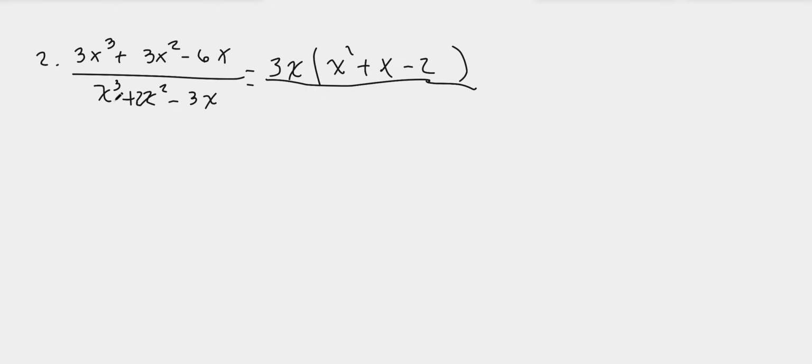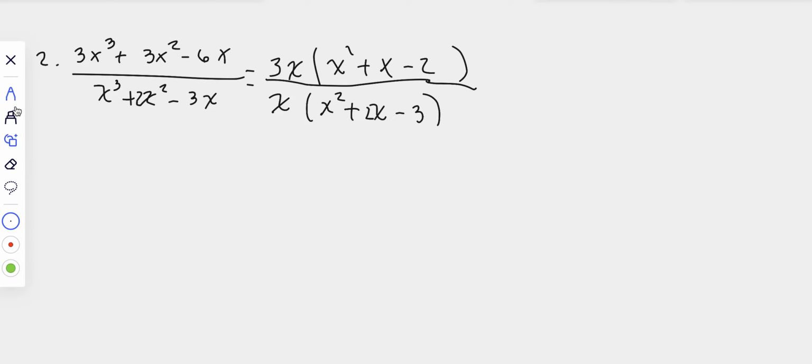Now from this one, we have x to the power of 3 plus 2x squared minus 3x. Well, what is the greatest common factor? What is the only thing that I can factor out? Well, the only thing I can factor out is an x. And that leaves me with x squared plus 2x minus 3. Now what I'm going to do is I'm going to keep factoring.